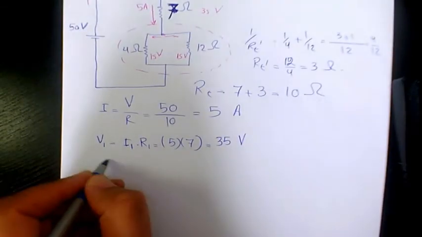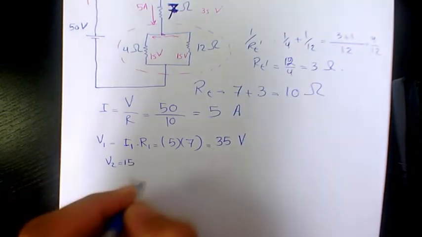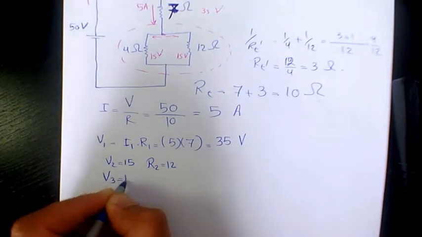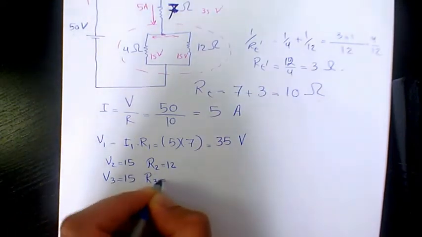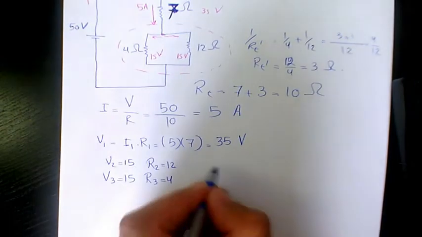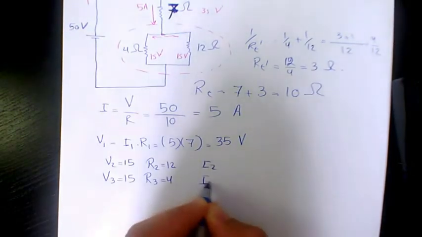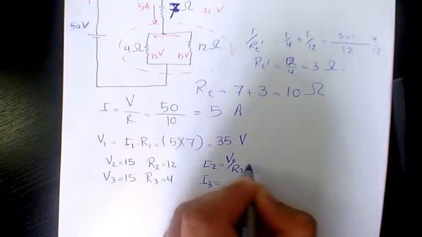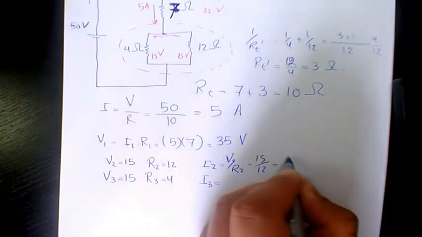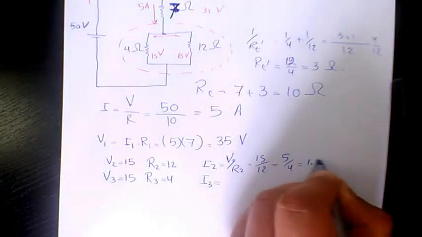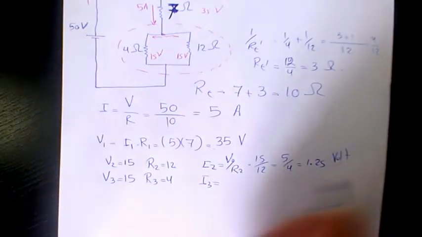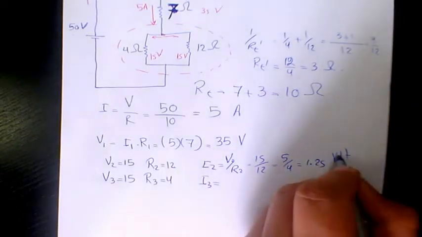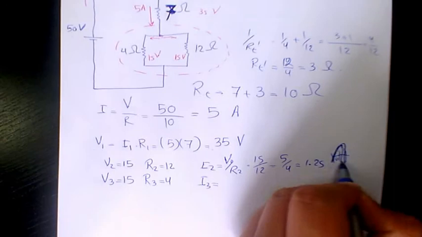So V2 is 15, R2 is 12, V3 is 15 volts, R3 is 4 ohm as is given here. So we can find out I2 and I3. I2 will be V2 divided by R2. That's 15 over 12. That's 5 over 4, which is 1.25. And here we have 1.25 amp, because we are finding I.